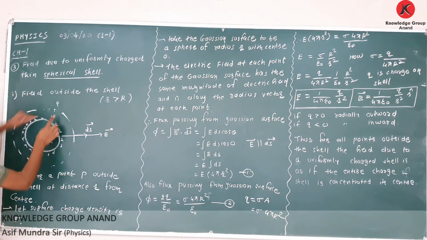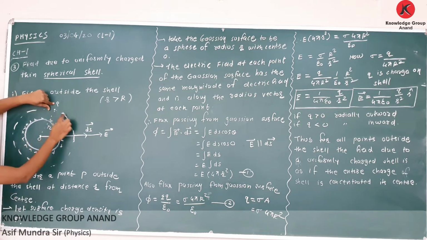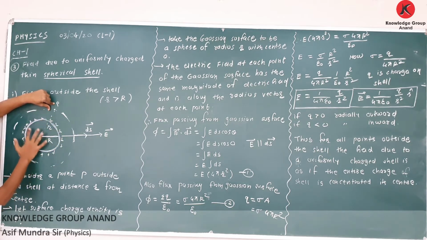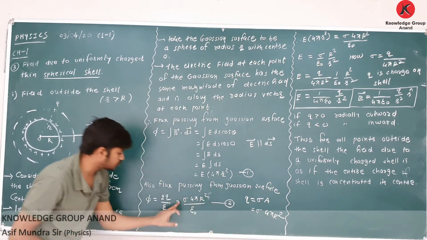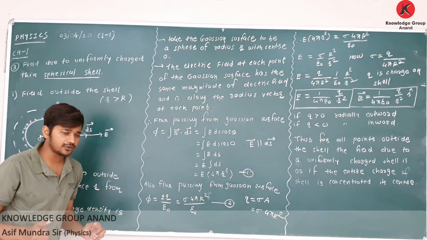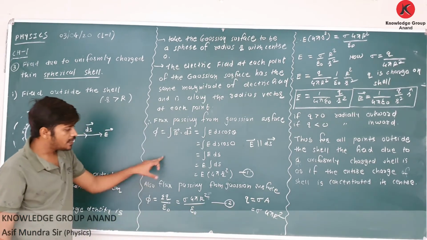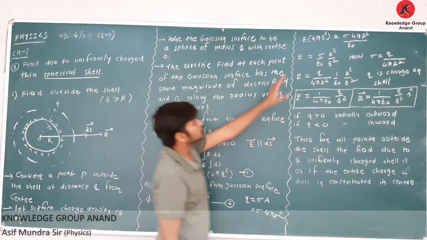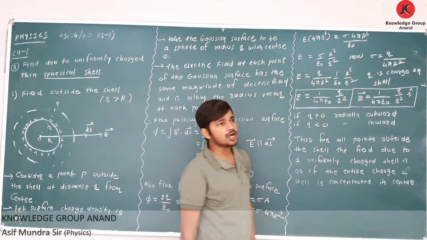So the total charge enclosed by this Gaussian surface is the charge on this shell. And what is the charge on the shell? Sigma 4 pi R square. So phi is sigma 4 pi R square upon epsilon 0. This is equation number 2. Now compare equation 1 and 2. So E 4 pi r square is equal to sigma 4 pi R square upon epsilon 0.